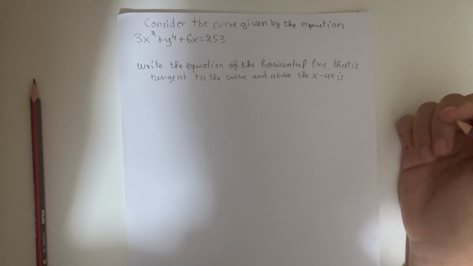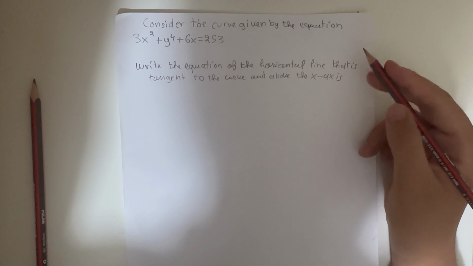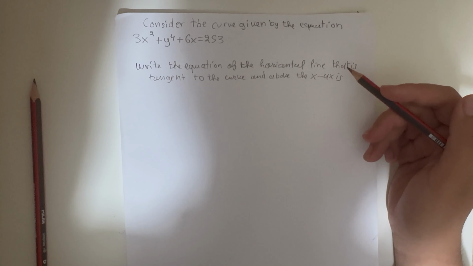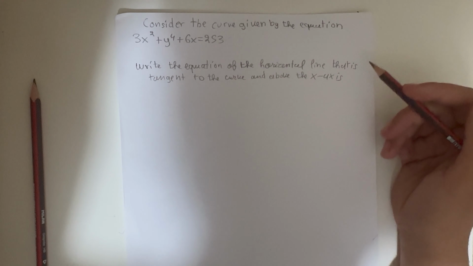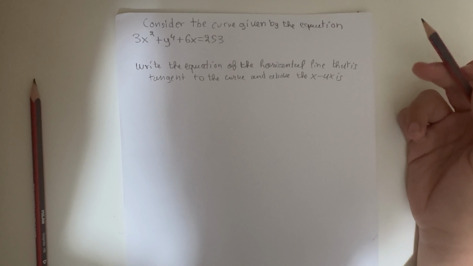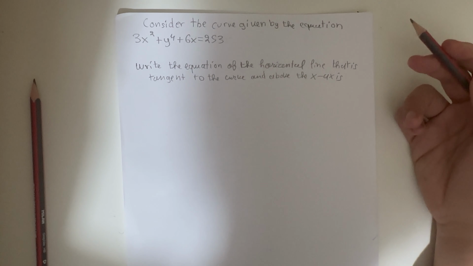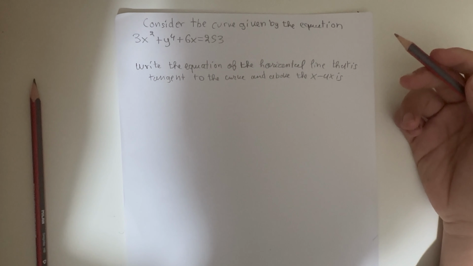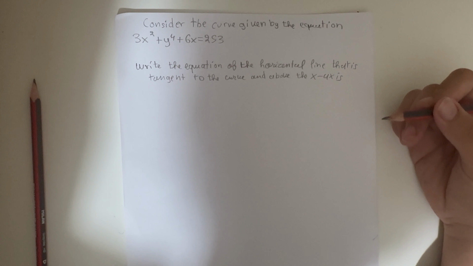Today I will be solving this question here. I got the question from Khan Academy. Consider the curve given by the equation 3x squared plus y raised to the power 4 plus 6x is equal to 253. Write the equation of the horizontal line that is tangent to the curve and above the x-axis.